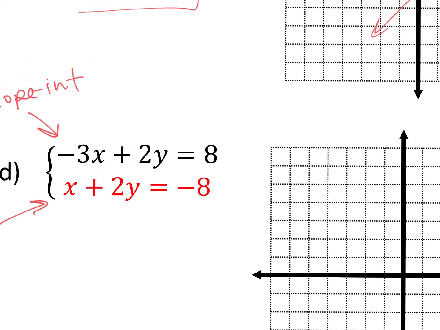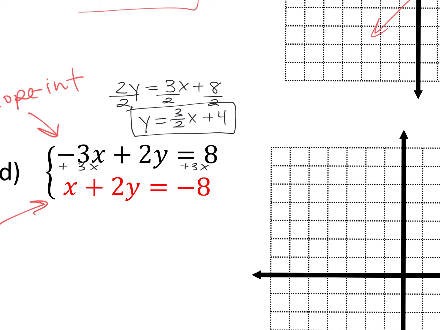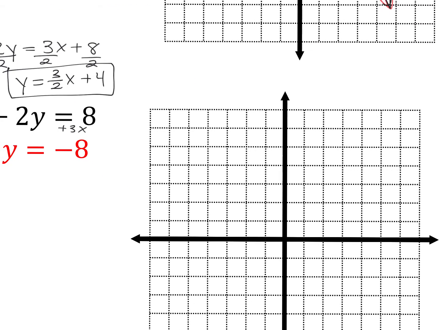Let's look at the black line first, okay? First thing you should do is add 3x to both sides. So you get 2y equals 3x plus 8, okay? Then divide by 2. So you get y equals 3/2 x plus 4. Okay, so if we graph that, you need to go up 4: 1, 2, 3, 4. And then it's a slope of 3/2. So you're going to go up 3, 1, 2, 3, to the right 2.